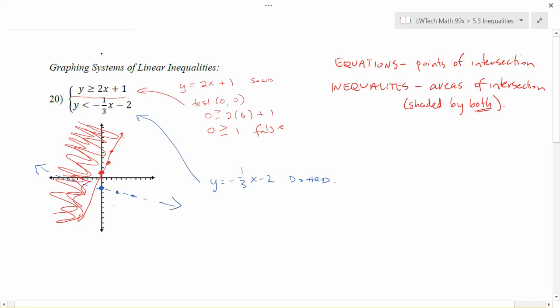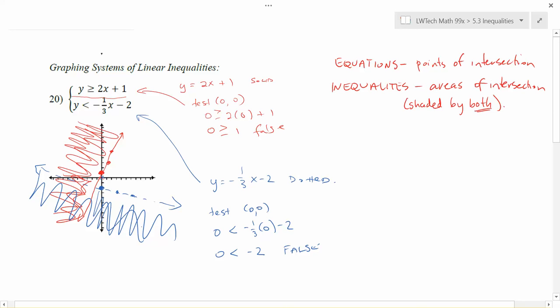Now I need to decide, am I going to shade everything on the bottom below the blue line or everything on the top above the blue line? To decide, go back to my original inequality. Again, I can test 0, 0 here as a point because it does not lie on the line. When I do that, I get 0 is less than negative 1/3 times 0 minus 2, which gives us 0 minus 2 is negative 2. 0 is not less than negative 2. This is false. So I do not want to shade the side of blue that has 0, 0, so I want to shade the other side in blue down here.